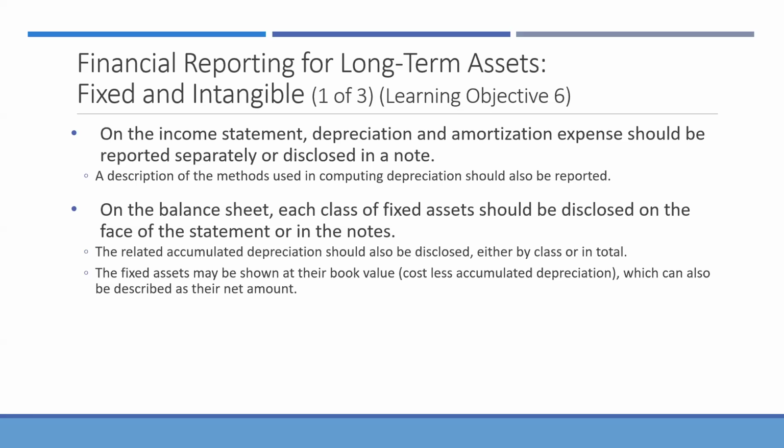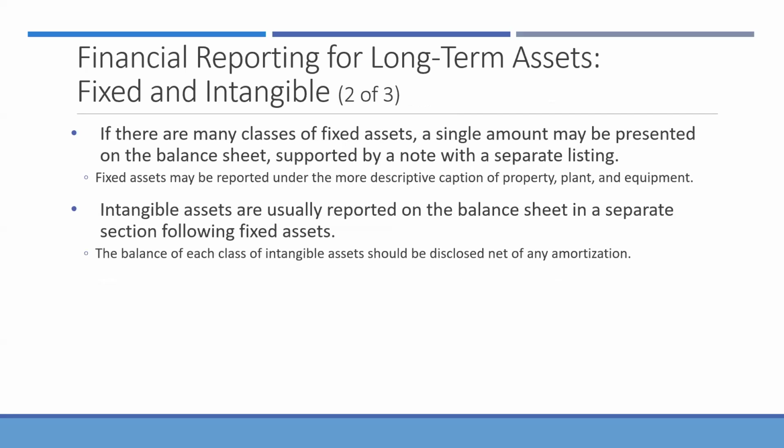The related accumulated depreciation also needs to be disclosed either by asset class, like land, buildings, equipment, or in total. And the fixed assets can be shown on the face, on the actual balance sheet at their book value, and then displaying the accumulated depreciation, or as the net amount directly. And then in the notes, it would say the accumulated depreciation on the assets.